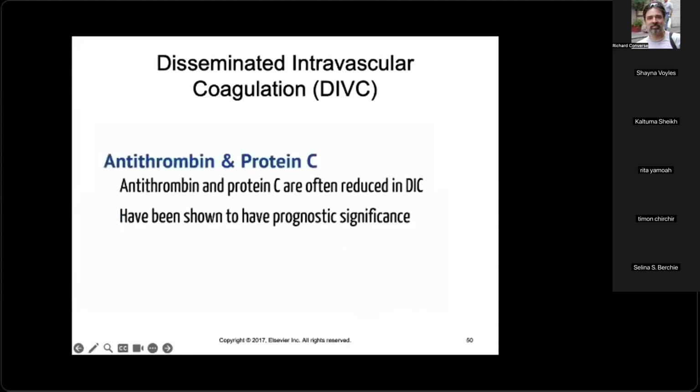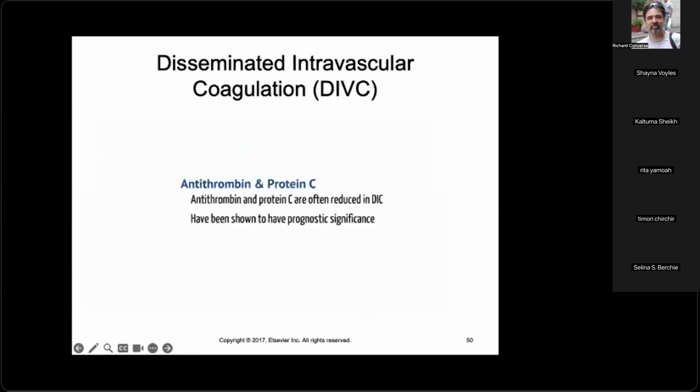Now, let's talk about antithrombin and protein C. Antithrombin and protein C are involved in the coagulation cascade and are often reduced in DIC. Though they do not diagnose DIC, they have been shown to have a prognostic significance.